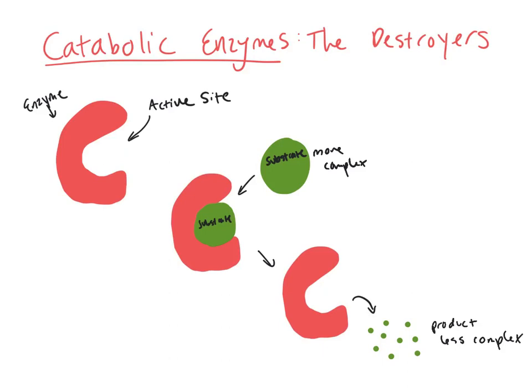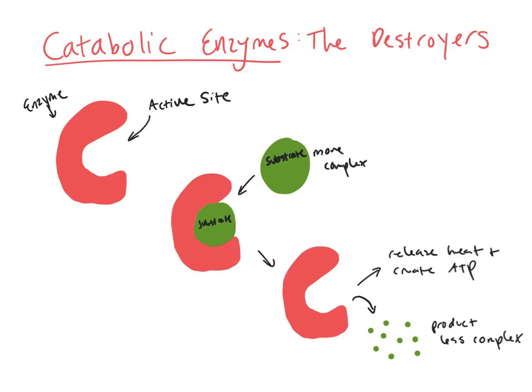And also, because this is catabolic, it's going to release energy or release heat, and it's also going to create some ATP, or at least help create ATP. So this is a catabolic enzyme, or something that breaks things down.